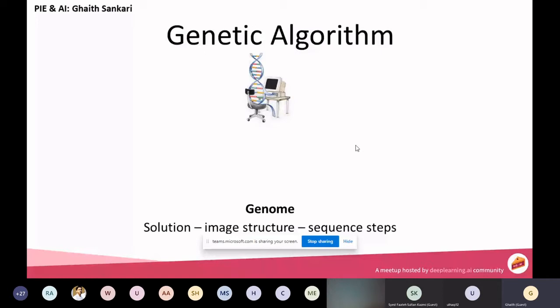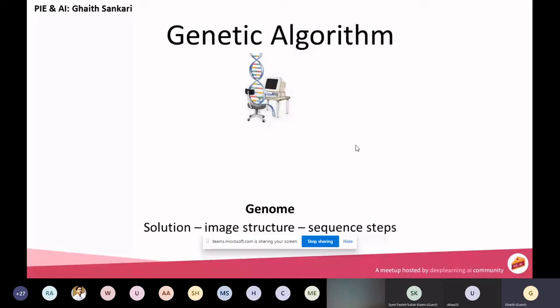Or any sequence of steps, any problem that is a discrete problem and that we can show as a set of sequences, can be stored in the genome. So the genome, at the end, you can imagine as a row with cells.